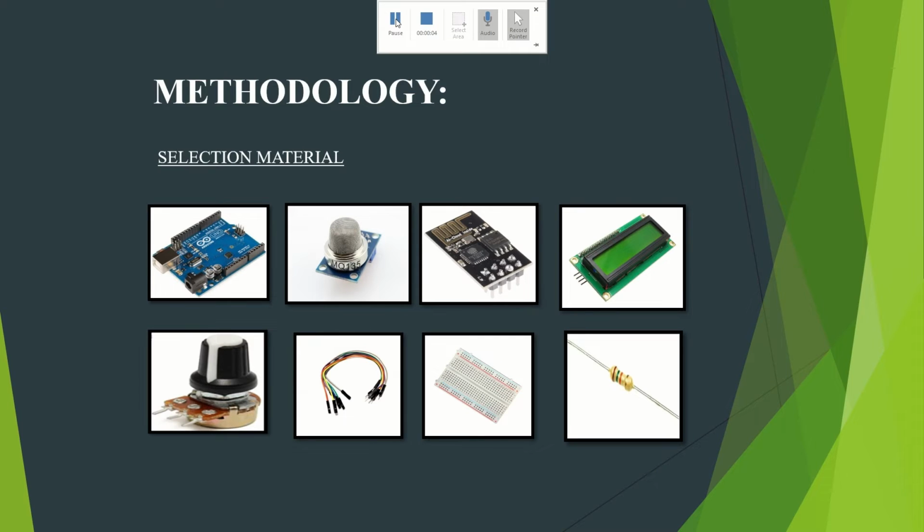Assalamualaikum, my name is Muhammad Arif. Today I want to explain about the methodology. First is the selection of materials. The materials we use are first the Arduino Uno, second the MQ135 sensor and Wi-Fi ESP8266, LCD display, potentiometer, jumper wire, breadboard, and resistor.